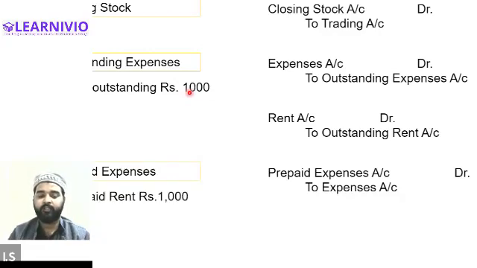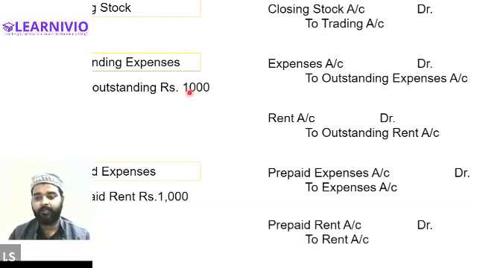So the general entry in this case will be prepaid rent account debit to rent account. This will be the general entry in this case.